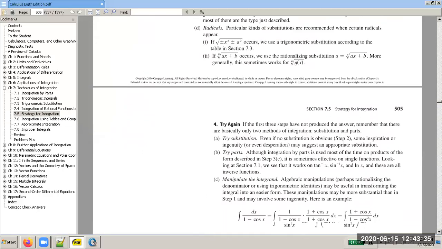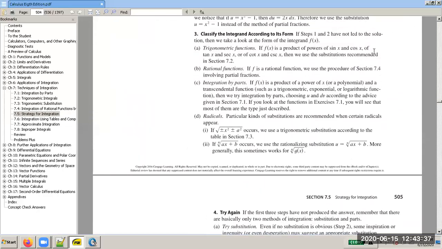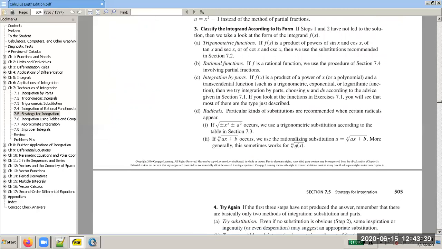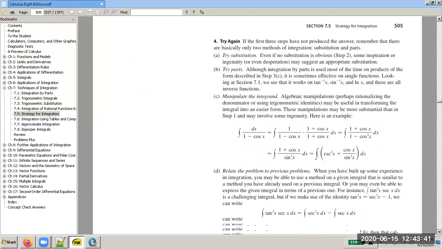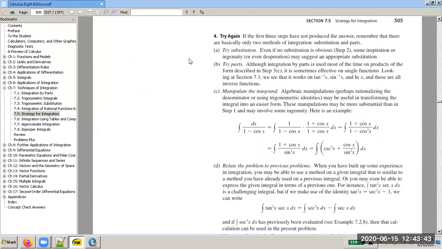If you run all the way through these things and nothing has helped yet, they say just try again. So maybe you didn't look hard enough for that obvious substitution. Maybe you didn't look hard enough for that algebraic simplification. So they're saying if you don't see what to do after having run through those things, try some substitution, even if there isn't an obvious one. See if there's one you can make go.